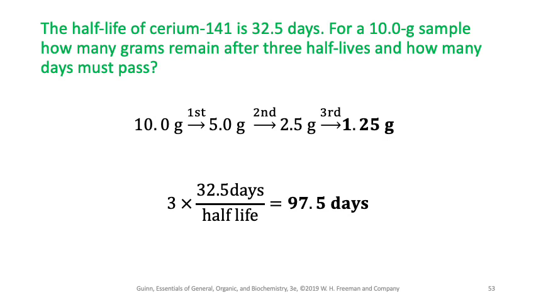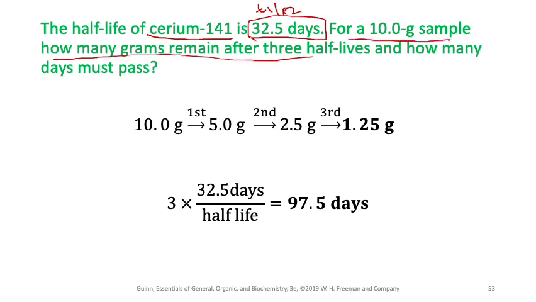So let's take one more example based on half-life. The half-life of cerium-141, one of the isotopes, is 32.5 days. So that means T half. Every 32.5 days, the amount that you started with becomes half, right? For a 10 gram sample, how many grams remain after 3 half-lives? And how many days must pass?